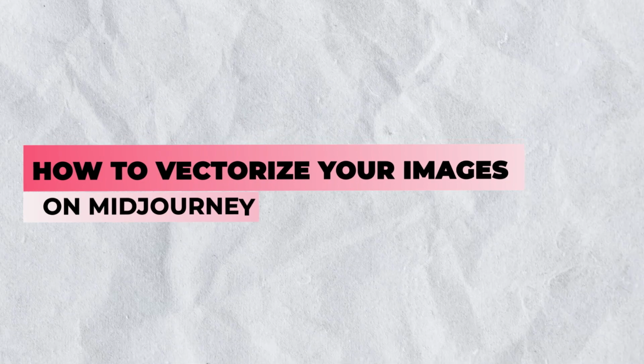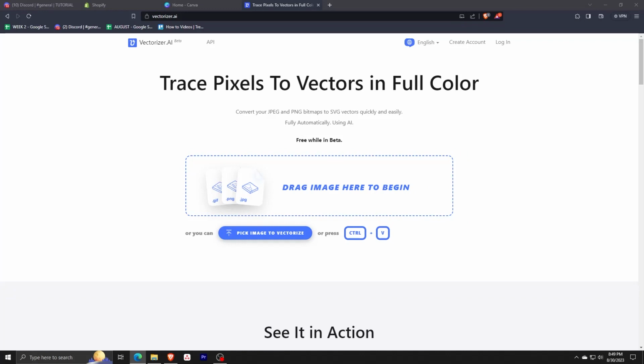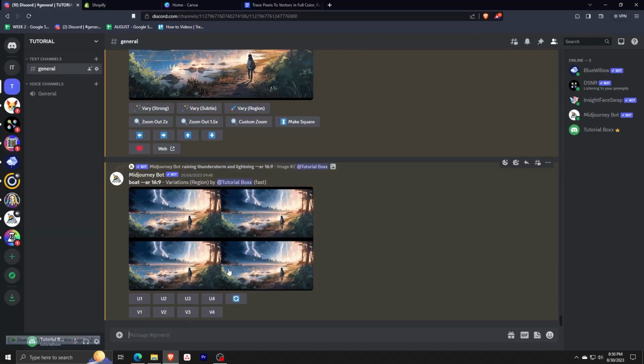In this video, I'll be showing you guys how you can vectorize your Midjourney images so that you can get a higher quality image or logo. Alright, let's begin. So we're going to use this tool, Vectorizer AI, in order to vectorize our AI generated images to make them a higher quality.